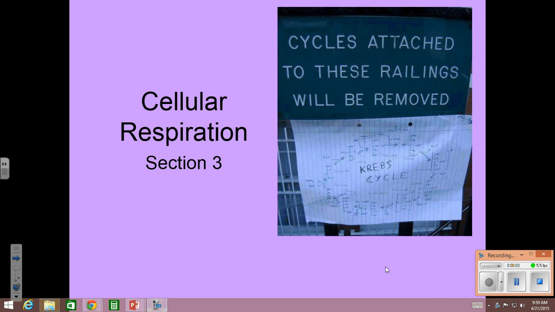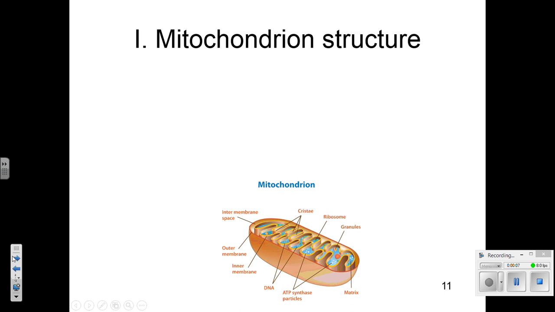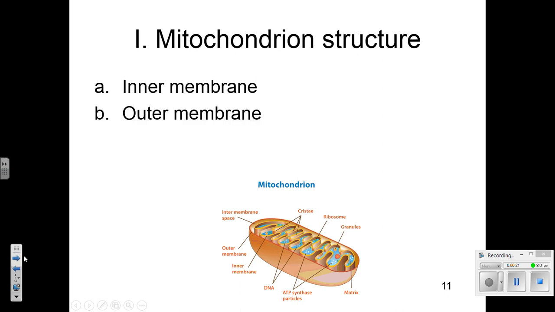Our next section is on cellular respiration. If you remember back from our cell unit, we talked about how the mitochondria is the powerhouse of the cell and it makes ATP. Well, in this section, we're going to learn how it actually makes ATP. So first, we're going to look at the mitochondria.